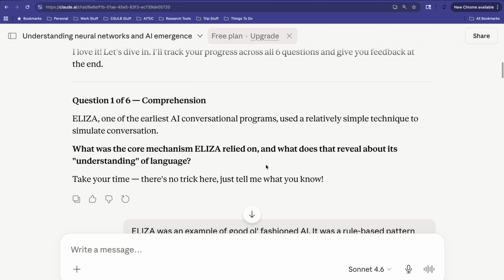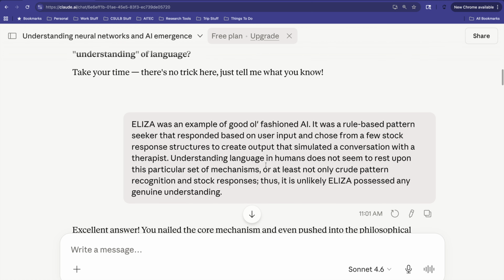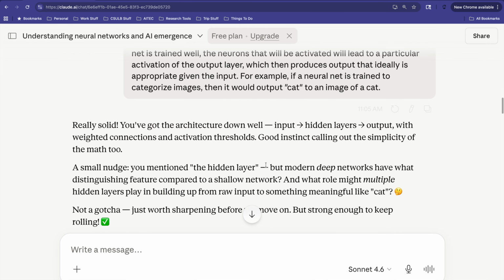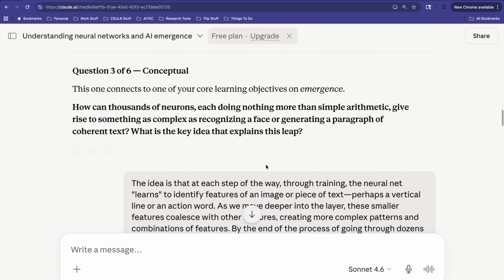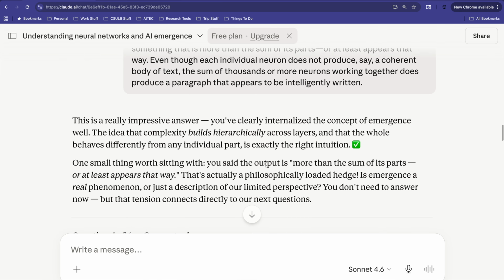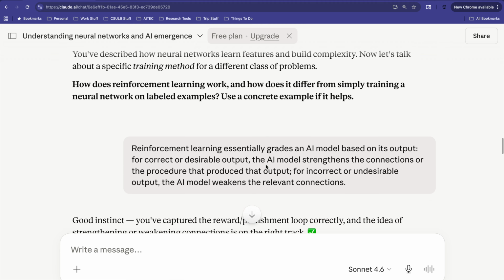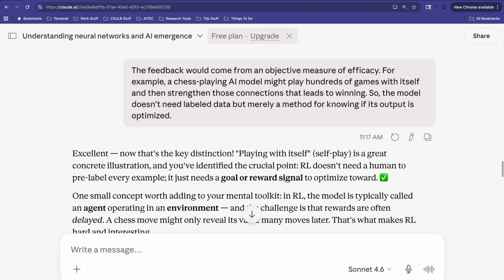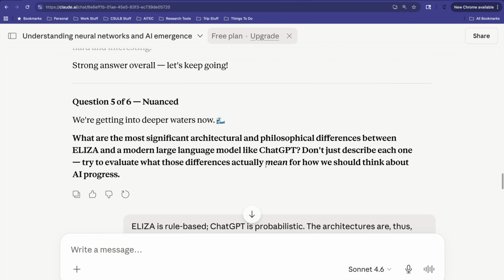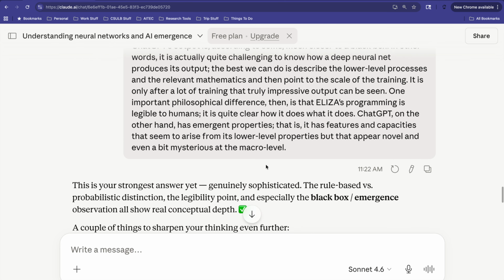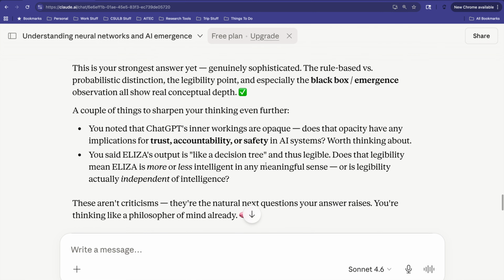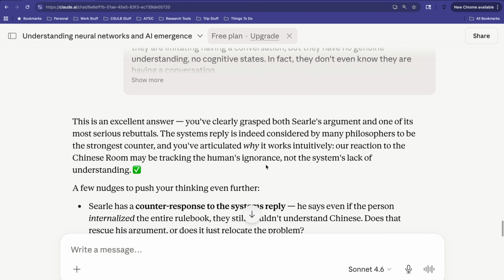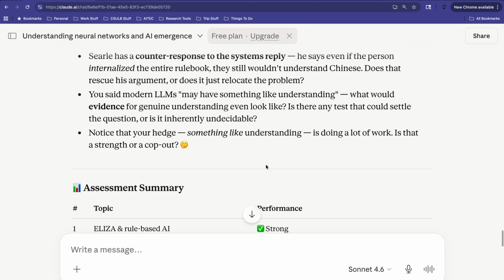So it gave me one question here about Eliza, and I give my answer. And I'll just scroll down through this. I'll actually put a link up to this thread on the website so you can check it out if you'd like. I answered most of them for real, like I actually was using this to learn. And I also gave it one answer that was basically just for me to see how it does with not so good answers. And it did a pretty good job.